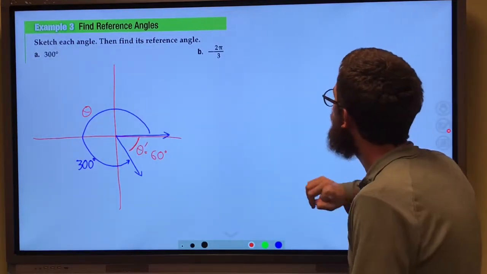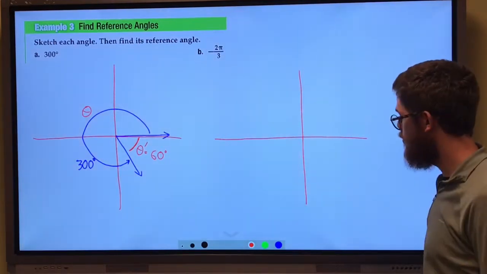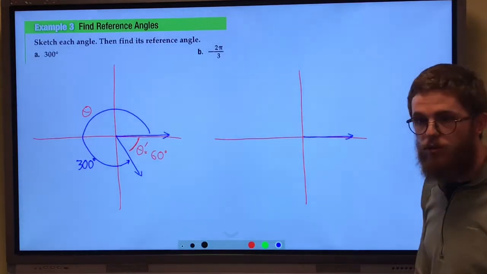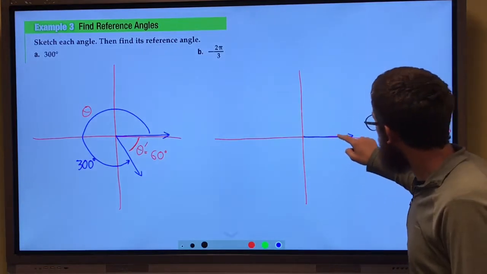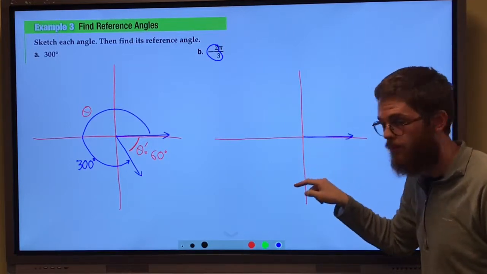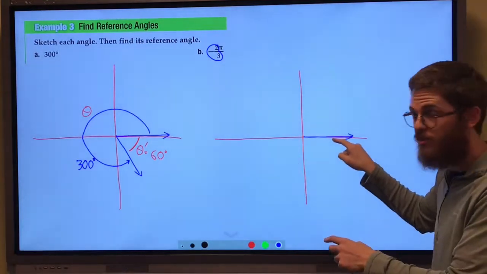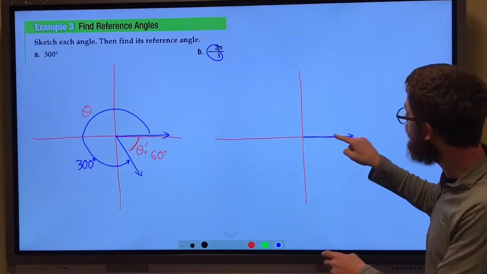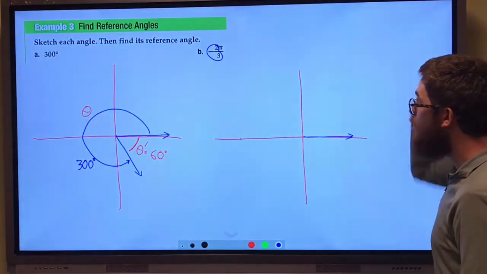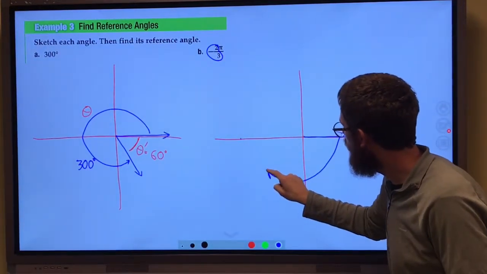If we look at this one, negative 2 pi over 3, all right, we're going to find our reference angle. Remember our initial side, once again, is the positive x-axis. Negative 2 pi over 3, well, this is negative 2/3 of a pi. Because it's negative, we're going clockwise. Pi would be all the way to the other side of the x-axis, but because we're going 2/3 of pi, we're going to be essentially 2/3 of our way there.